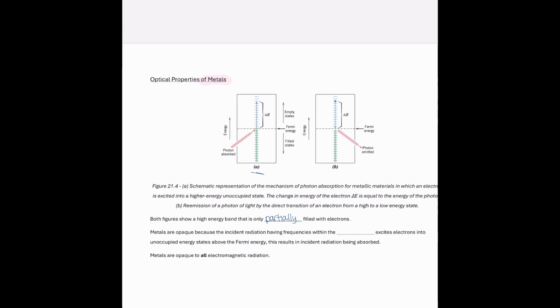And metals themselves are going to be opaque, so that means they don't allow any light to pass through, as we just covered. And this is because of the incident radiation, which has frequencies within the visible range.